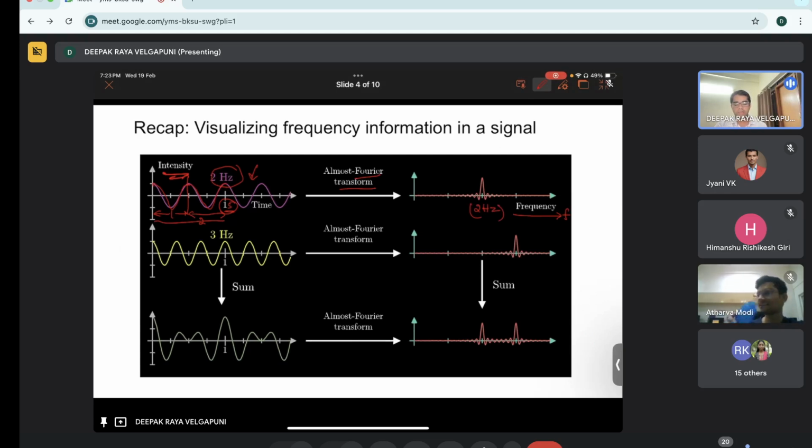Similarly for 3 Hz, and if you do a sum of the signals and take a Fourier transform on this whole signal, you get 2 peaks. One is at 2 Hz and one is at 3 Hz. This is the frequency axis. So this is a visualization of very simple signals, just a sum of 2 sinusoids.